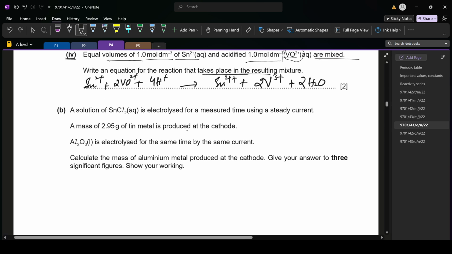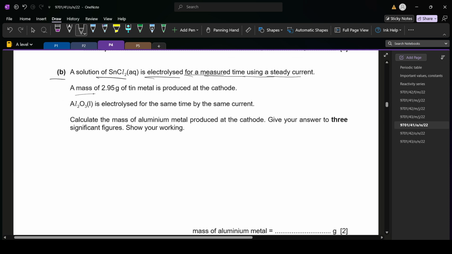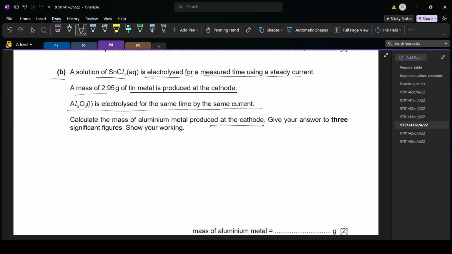Now moving towards the next part, part B. A solution of tin chloride is electrolyzed for a measured time using a steady current. A mass of 2.95 grams of tin metal is produced at the cathode. Aluminum oxide is electrolyzed for the same time by the same current. Calculate the mass of aluminum metal produced at the cathode. Give your answer to three significant figures.